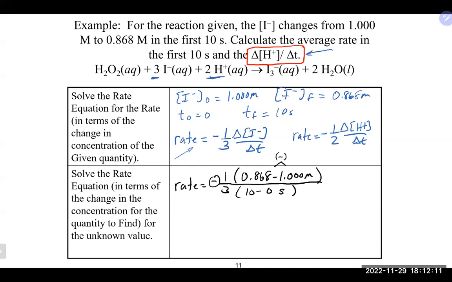If I punch it in right, maybe 0.868 minus 1 divided by 10 and divided by 3. That is going to give us a rate, or average rate, of 0.0044 molar per second. That on average is how everybody is changing concentration per second over that period of time. Any questions so far?